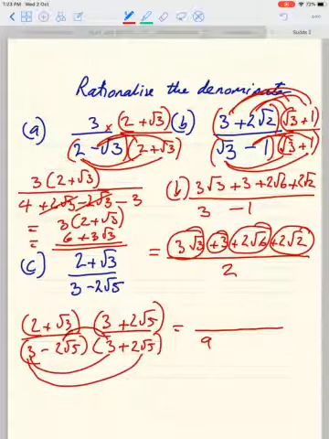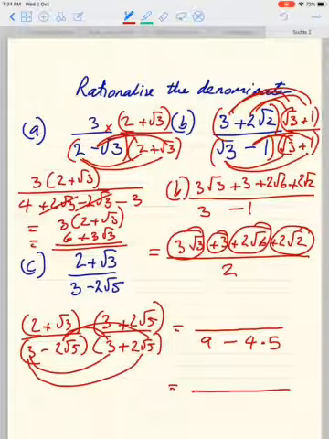Then the final bit, we've got to be tricky. Negative times positive is negative. And here we've got 2 root 5 times 2 times root 5. So that'll be 2 times 2 is 4. Root 5 times root 5 is 5. So on the denominator, we've got 9 minus 20 is negative 11.